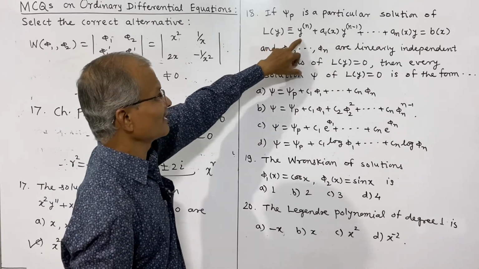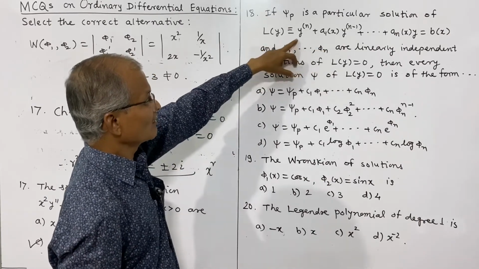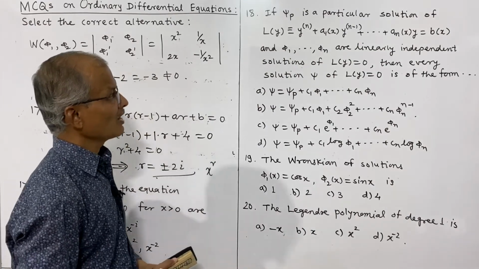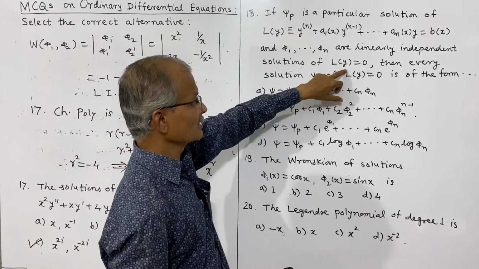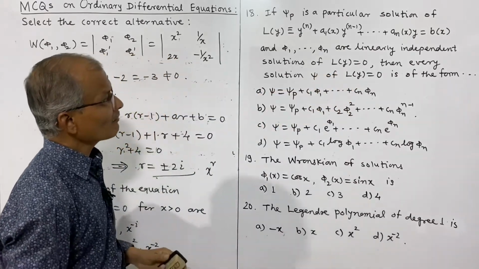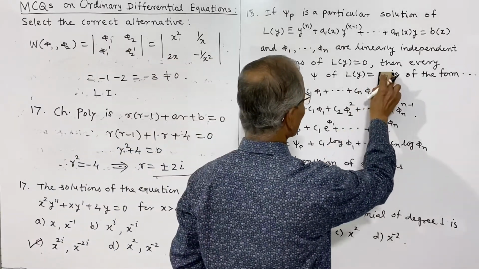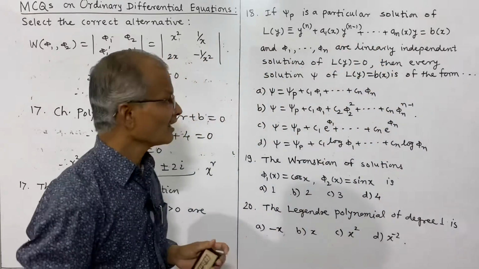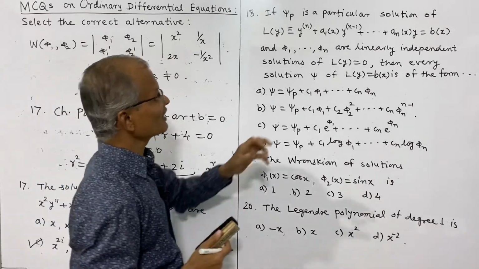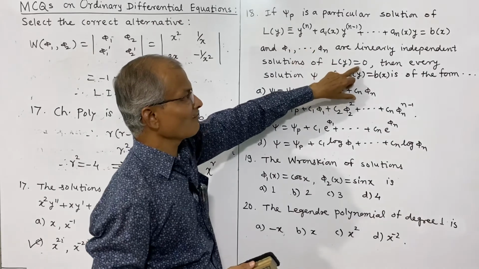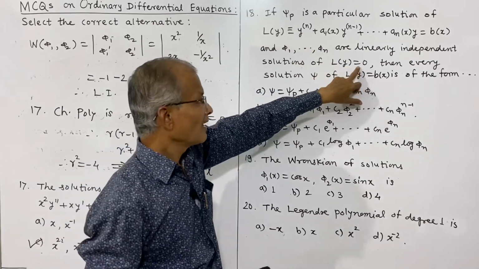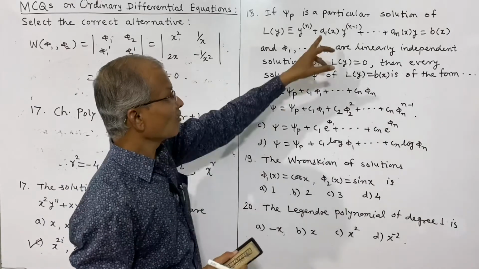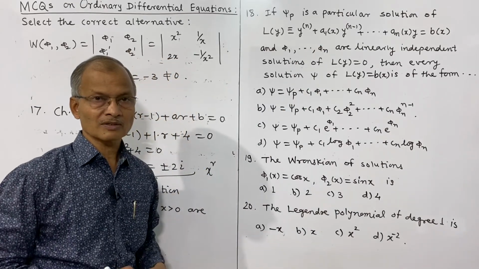The next one is, if psi p is a particular solution of this non-homogeneous nth order equation L of y equal to b of x, and phi 1, phi 2, up to phi n are linearly independent solutions of the homogeneous equation L of y is equal to 0, then every solution psi of L of y equal to b of x is what? We want the solution of this equation, and this is the same method that we know. We first solve the homogeneous equation L of y is equal to 0 and obtain the complementary function, and then we find the particular integral, which is psi p. The general solution of the original equation will be the complementary function plus the particular integral.